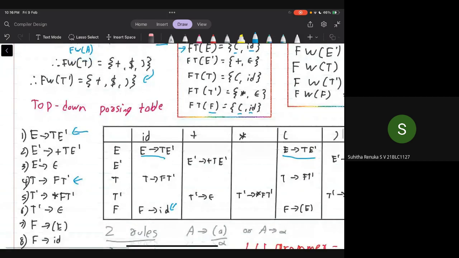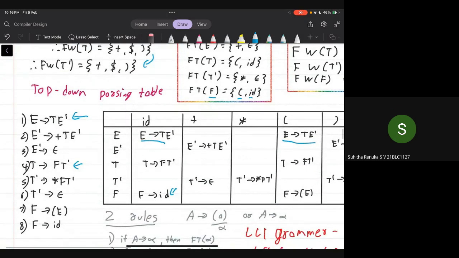Okay, two will never come in any question, right? It comes. I'll tell you how. See, for F you have these two, right? F goes to ID, this will come here. F goes to opening bracket E and closing bracket, this will come here, since this is opening bracket.